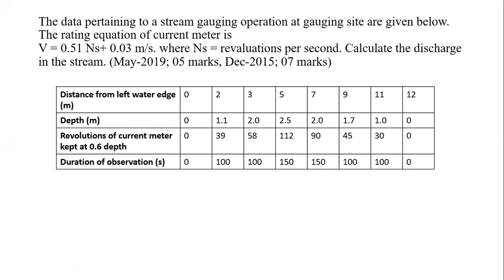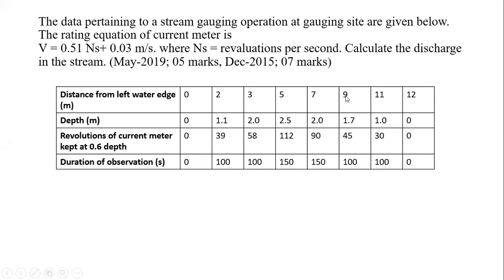Then the second one, that is at a 3 meter distance from the left edge, water depth was 2 meters, and the current meter observations, that is the rotations, were 58 in 100 seconds. Then for a 5 meter distance, the depth of water was 2.5 meters, and current meter revolutions in 150 seconds are 112. Whereas at a 7 meter distance from the left water edge, water depth was 2 meters and current meter rotations were 90 in 150 seconds.